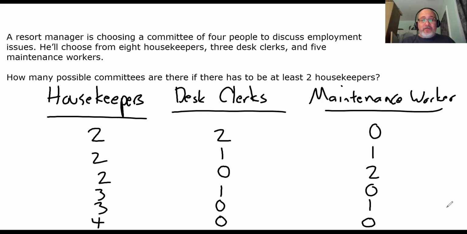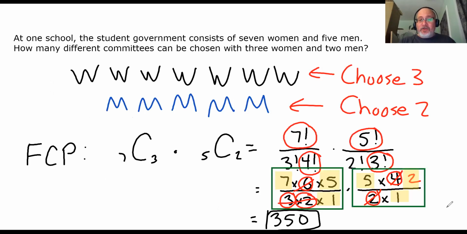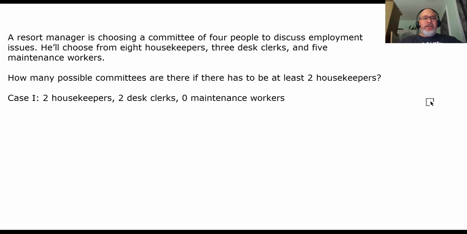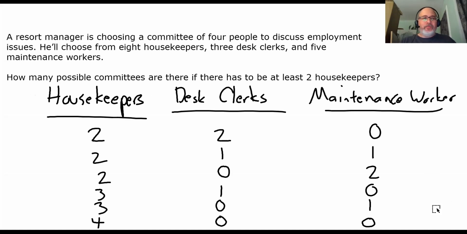make this committee. So the problem that we did before, one like this, we would have to do 6 times over, 1 for each possible combination of housekeepers, desk clerks, and maintenance workers that adds up to 4 people, but guaranteeing at least 2 housekeepers. Let's start with the first one, 2 housekeepers and 2 desk clerks. Case 1, 2 housekeepers, 2 desk clerks, 0 maintenance workers. That was the first row.